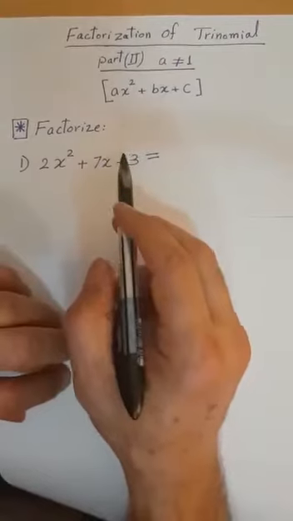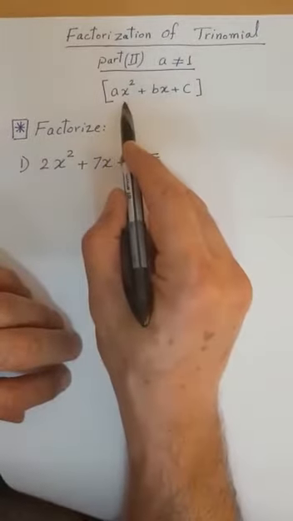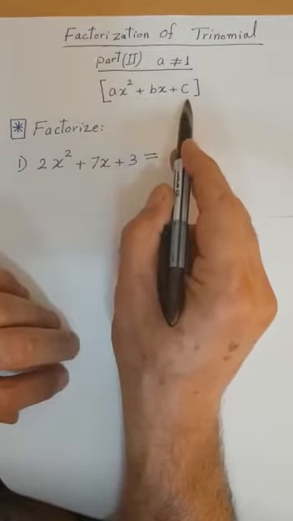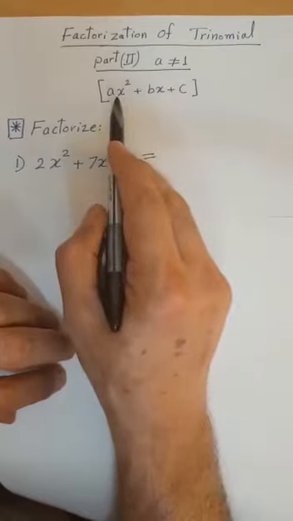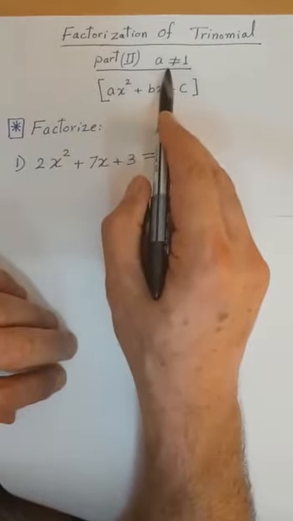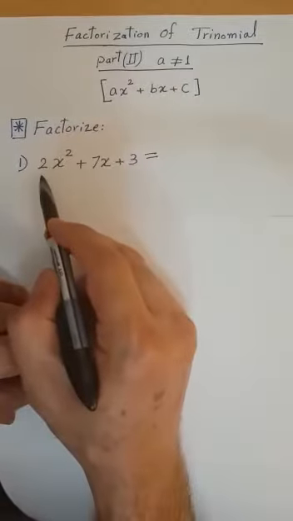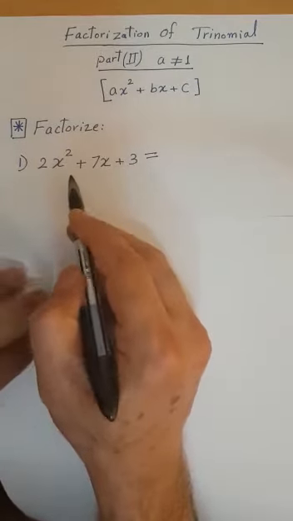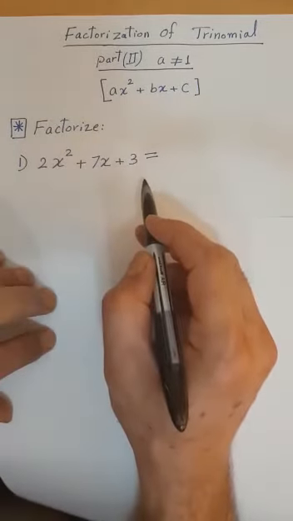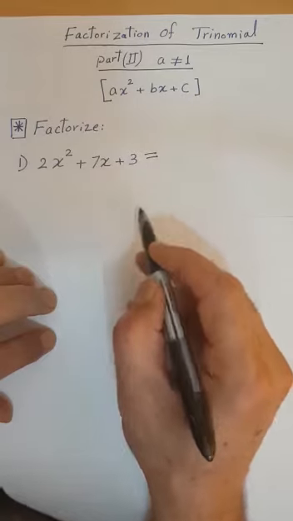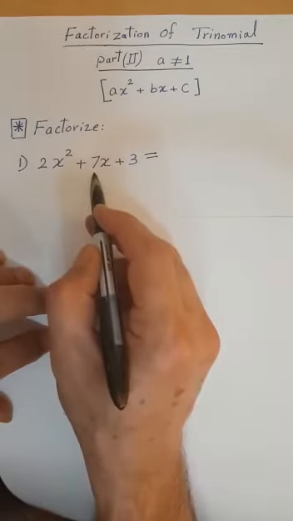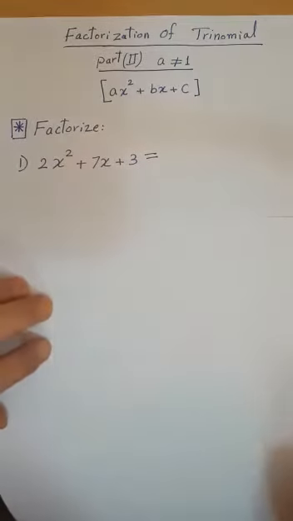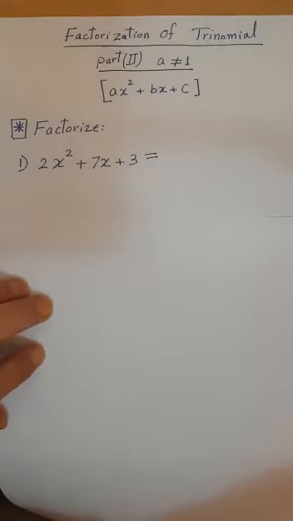This is the second part of factorizing the trinomial ax squared plus bx plus c. The coefficient of x squared, a, is not 1 this time. Maybe 2, 3, 4, any other number except 1. I'll use a method called trial and error. So I try to solve it. If the middle term is correct, it's okay. If not correct, you have to try again. Okay?